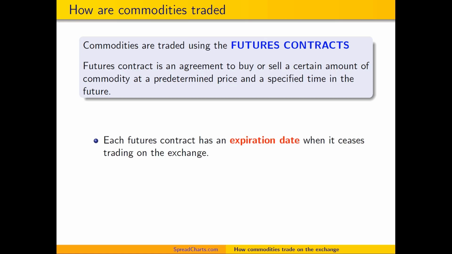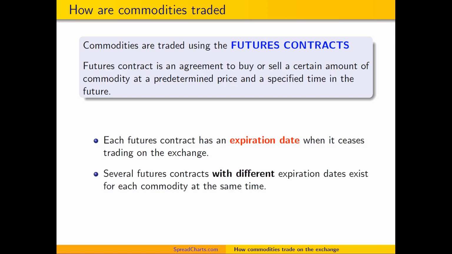But don't worry, you won't end up with rail cars of corn, as we will explain in a moment. An important detail is that each contract has a specific expiration date in the future when it ceases trading on the exchange and the delivery process starts. There are several futures contracts with different expiration dates trading at a given time for each commodity. So, if you would decide to trade corn, you can choose from many futures contracts with various expiration dates.